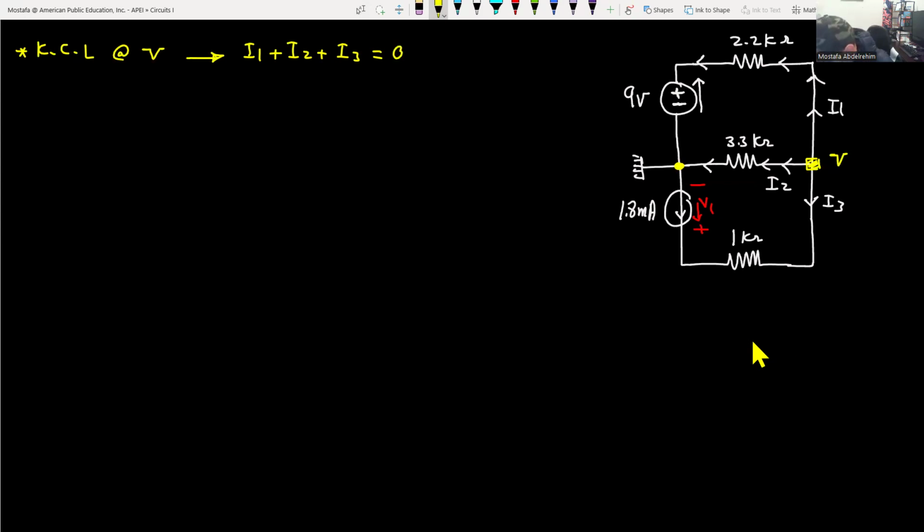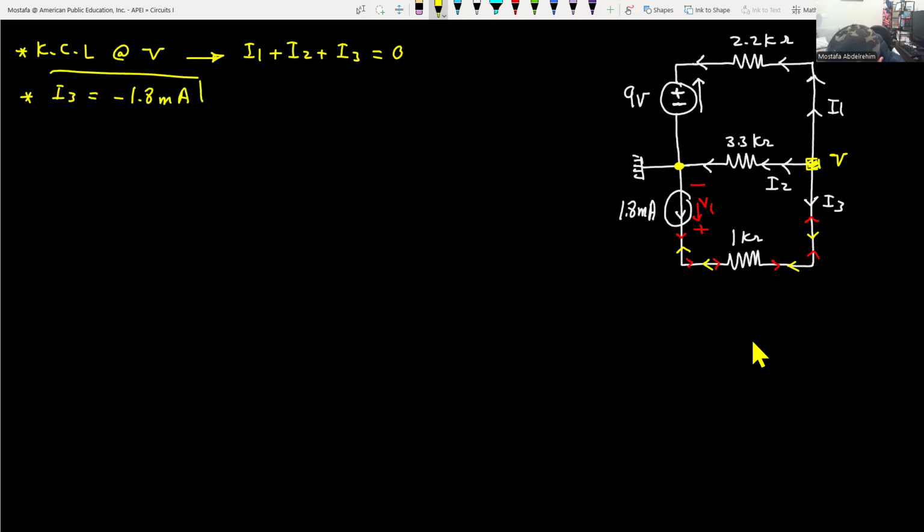Okay, good. Again, I3 is flowing in that branch in here, which is the same branch as the current source 1.8 milliampere, but they are flowing in opposite directions. So basically, I3 is equal to minus 1.8 milliamperes.